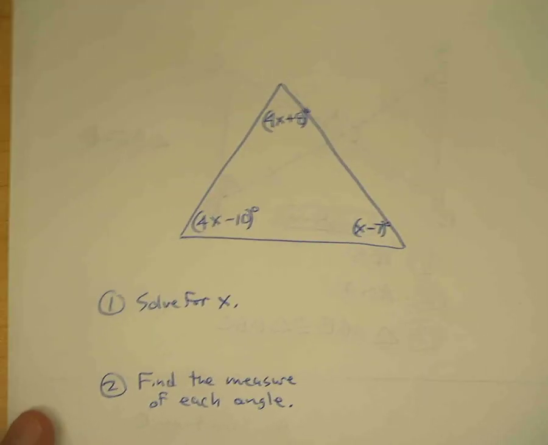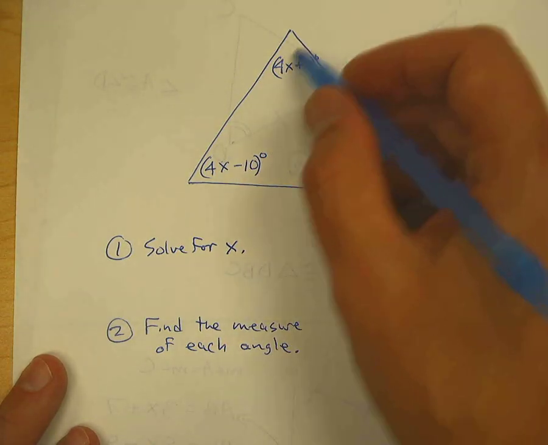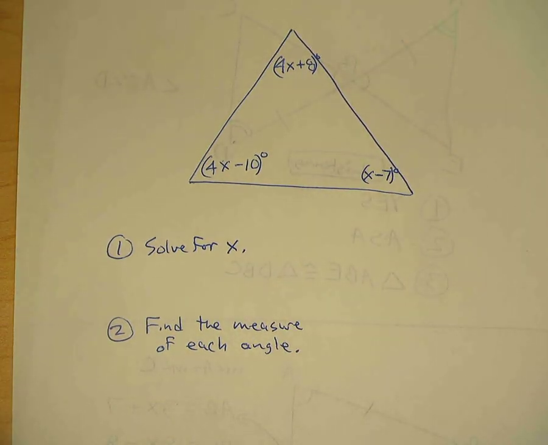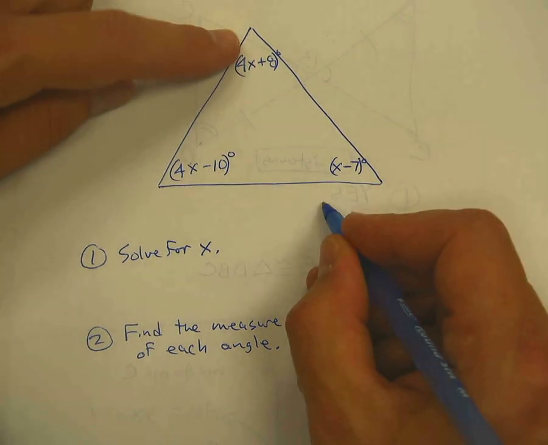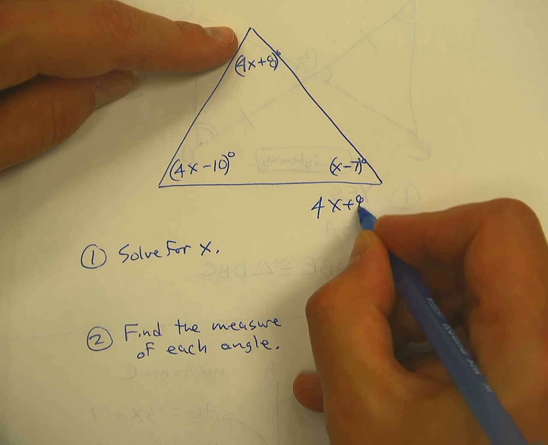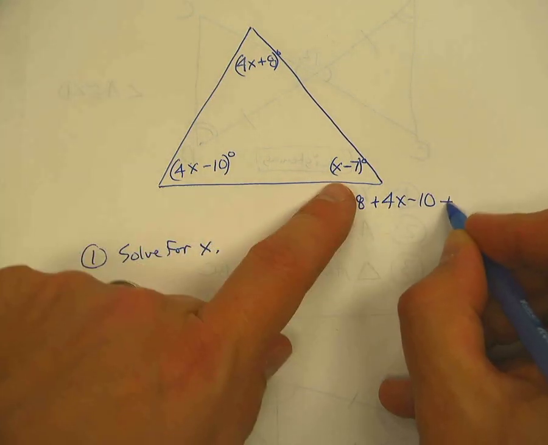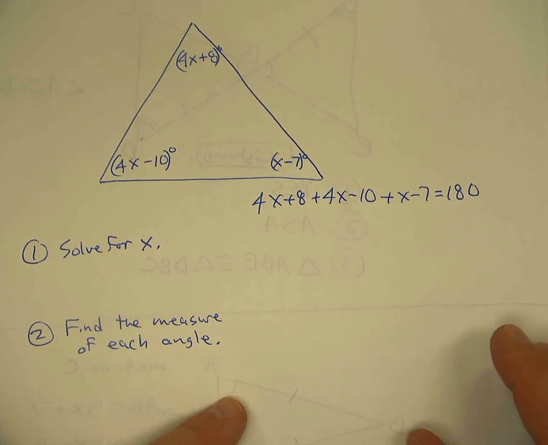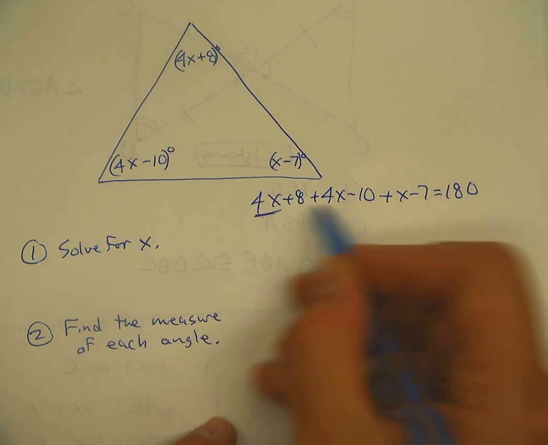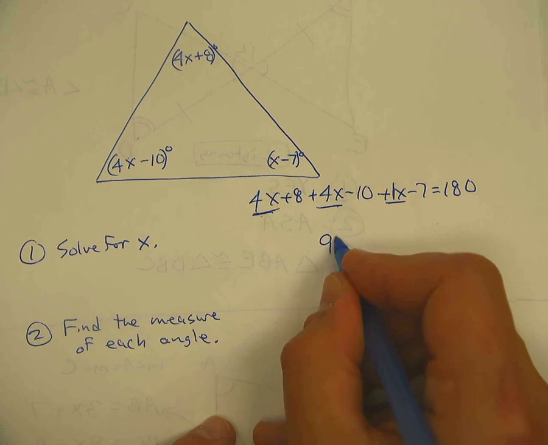All right. Flip the page over. Oh boy, look at this problem right here. Well, we know this is a triangle, so we know that all these angles add up to 180 degrees. You could pause a moment if you need to write this down. So I'm going to take 4x plus 8 plus 4x minus 10 plus x minus 7 equals 180. Then I add together the like terms. 4x plus 4x plus 1x is going to give me 9x.